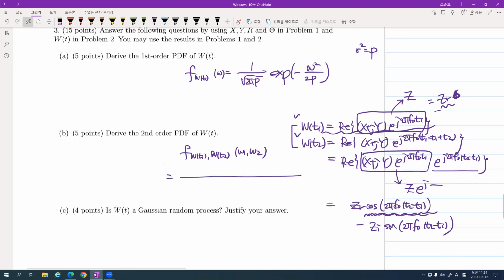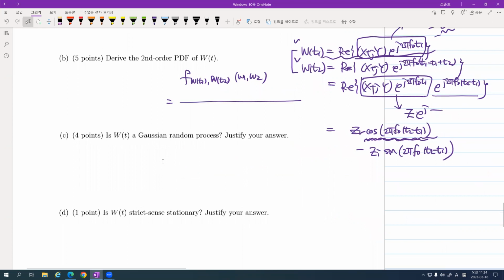Yeah. Anyway, so far it's okay, but subproblem C was a headache to you. So is W of t Gaussian or not? And your answer was what? It's Gaussian. Why?